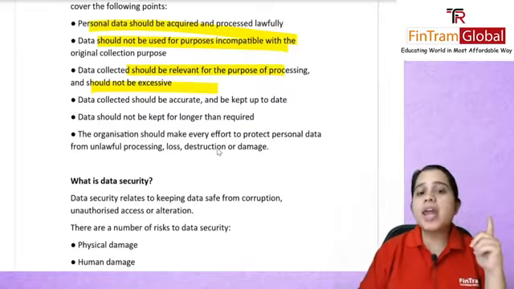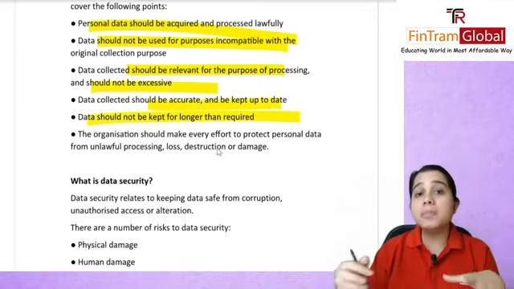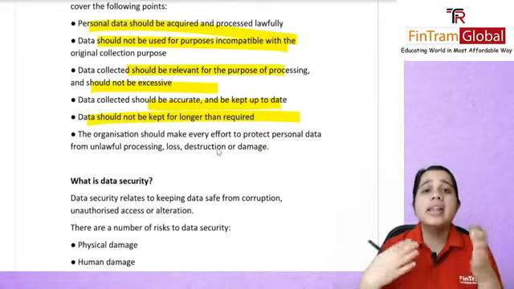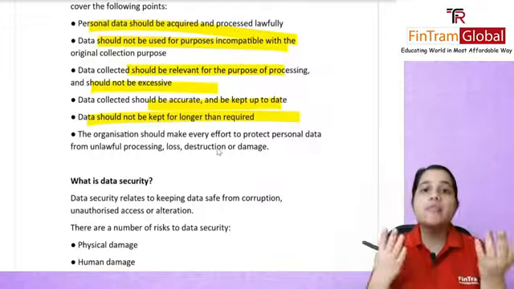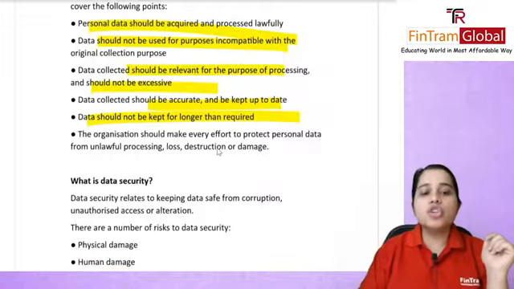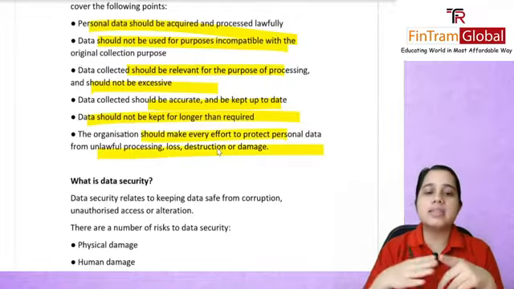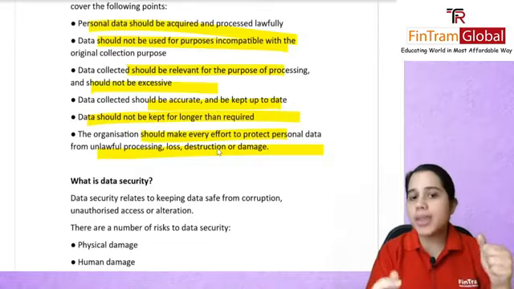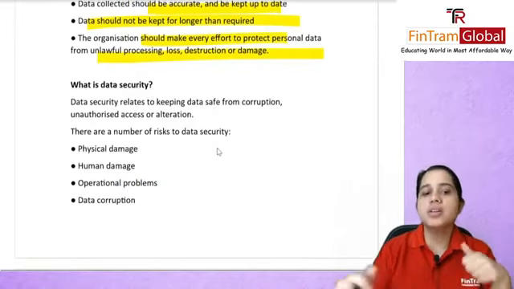It should be accurate and you need to keep it up to date. It should not be kept for longer than required. If an employee leaves an organization and let's say it's been 5 years since that person has left, why do you still hold the data? You should clear that data. Organization should make every effort to protect this data from any unlawful processing or someone stealing or destroying it. What is data security?